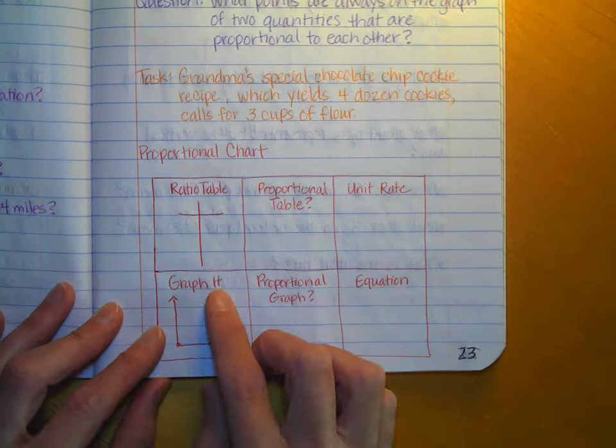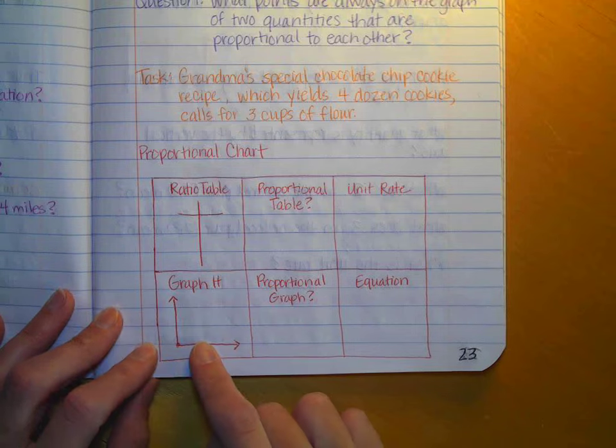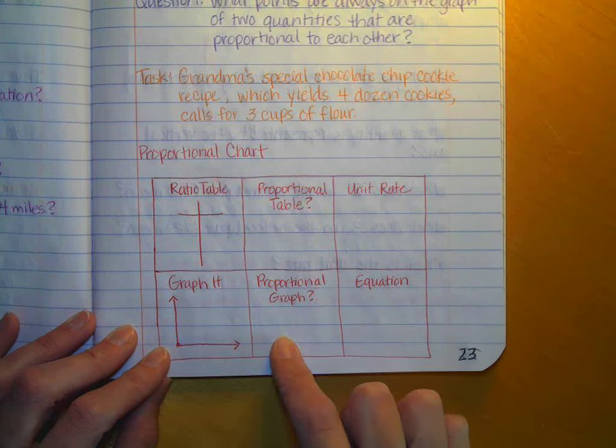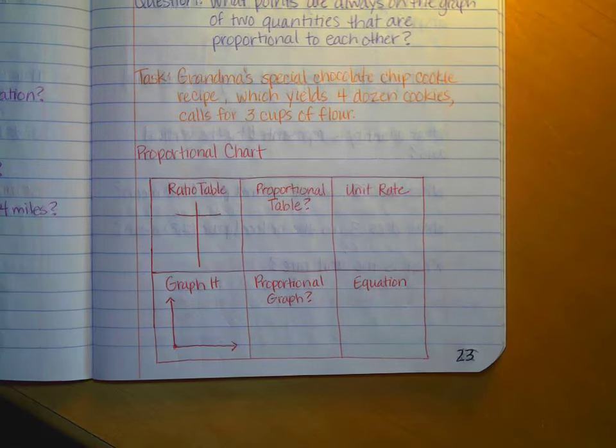And then when you get done with that, you have to come down here to this box and make a graph that supports it. If the graph is proportional, this is the box that you use. And then lastly, you need to be able to write an equation that represents the proportional relationship of your chart. And so that's what I'm going to show you that we're going to use to work on with this Grandma's Special Chocolate Chip Cookie Recipe.